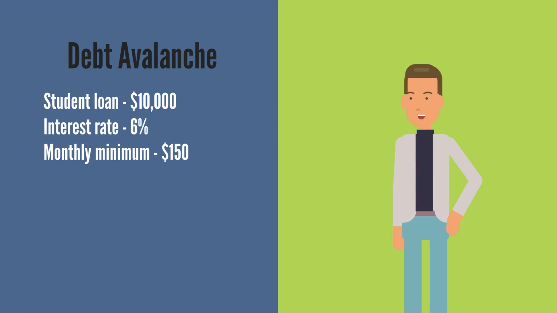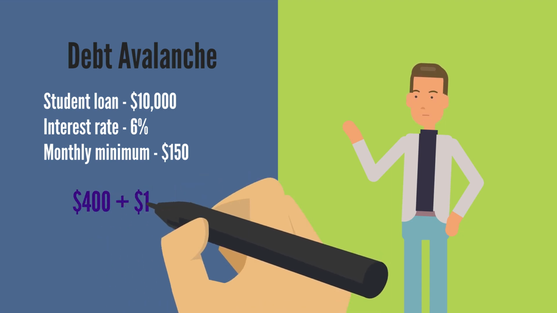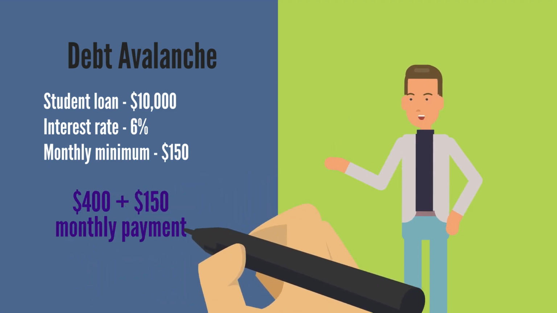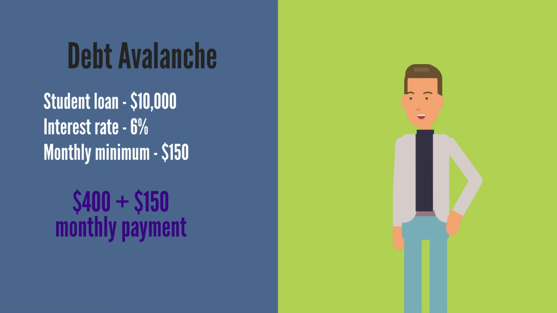You no longer make the $150 monthly student loan payment. Instead, you now make at least the $400 monthly personal loan payment in addition to the $150 monthly student loan payment.